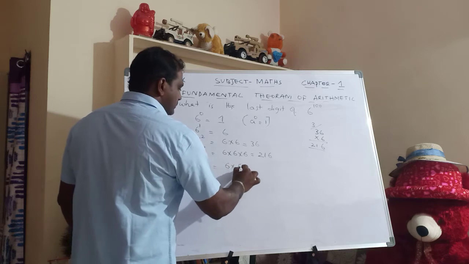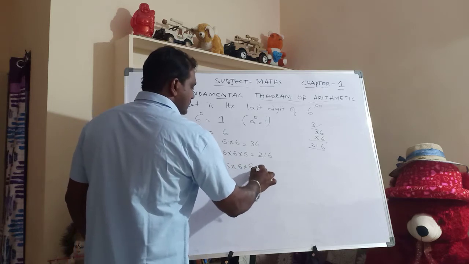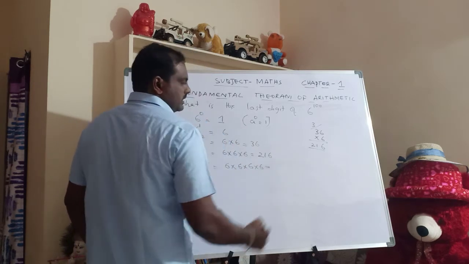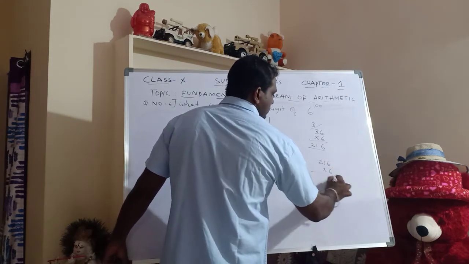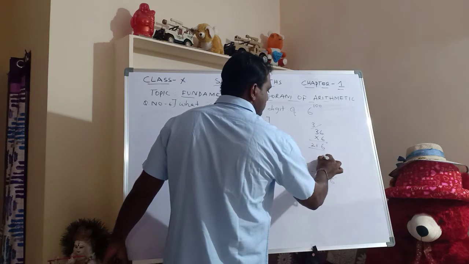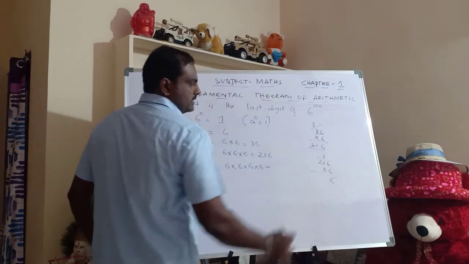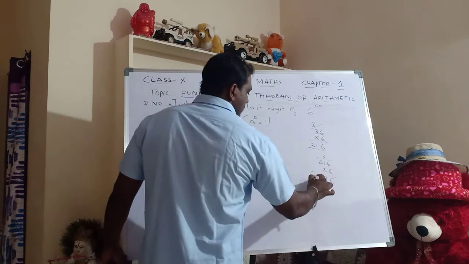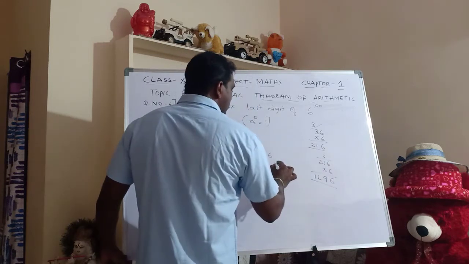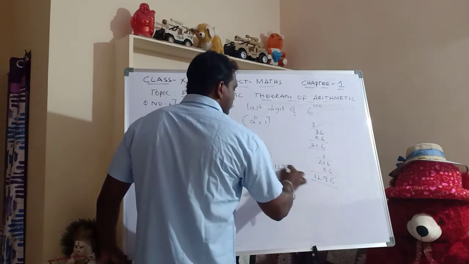6 into 6 into 6 into 6. That is 216 into 6. So 6 6s are 36. 6 1s are 6, 7, 8, 9 and 6 2s are 12. How much was it? 1296.